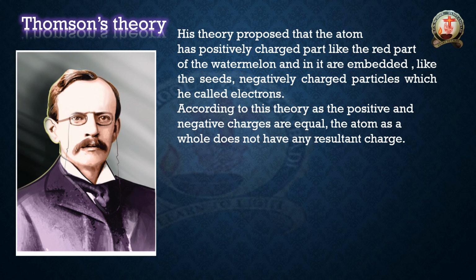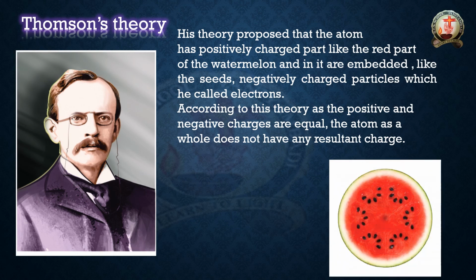The red part is said to be the nucleus, and the black seed part is said to be the negative part. The negative part is said to be electrons, and the red part is said to be neutrons. Okay, that is what J.J. Thomson proposed. According to this theory, as the positive and negative charges are equal, an atom as a whole does not have any resultant charge.